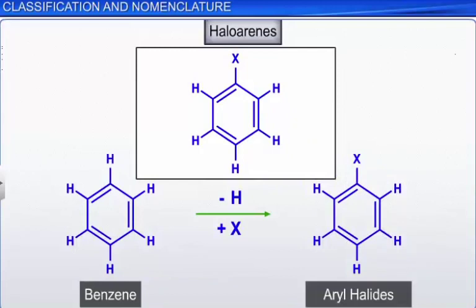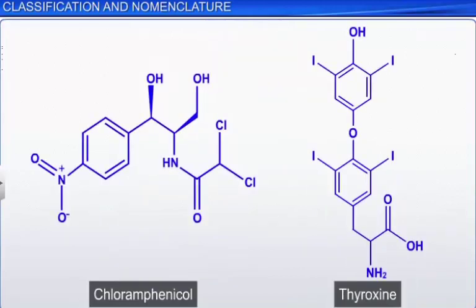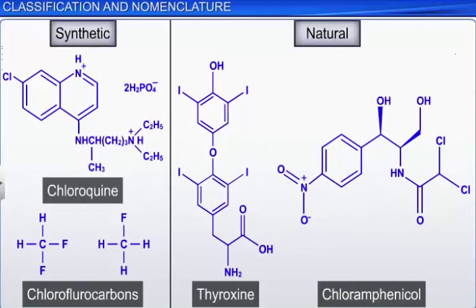Many organic compounds that contain halogens occur naturally. Both synthetic and naturally occurring halogenated organic compounds have important uses in medicine and research.